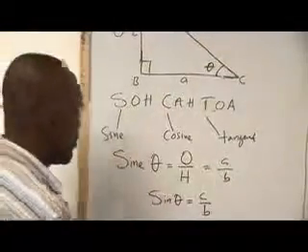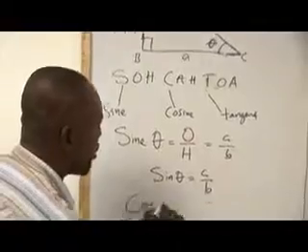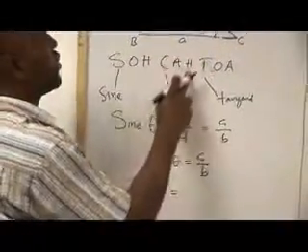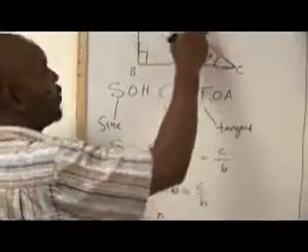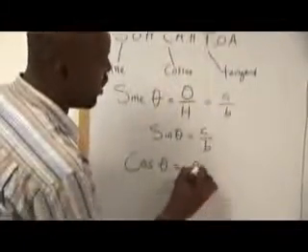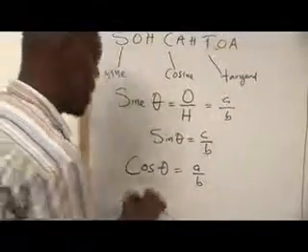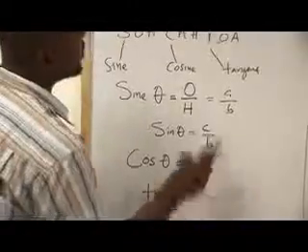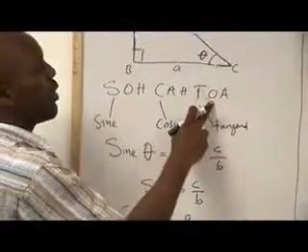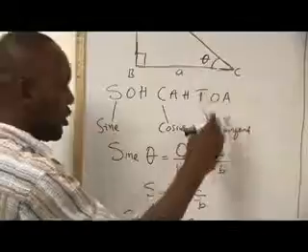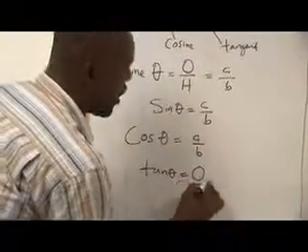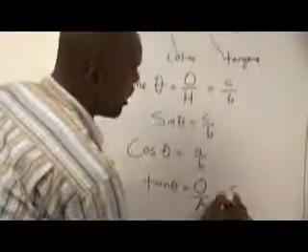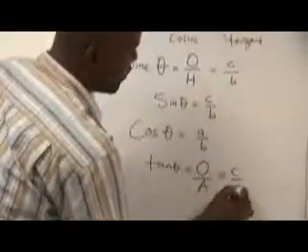Cos represents cos theta, adjacent over hypotenuse. The adjacent is A, the hypotenuse is B. So we have A all over B. And tan theta is equal to what? Opposite over adjacent. And what is the opposite in this case? C. And our adjacent is A.